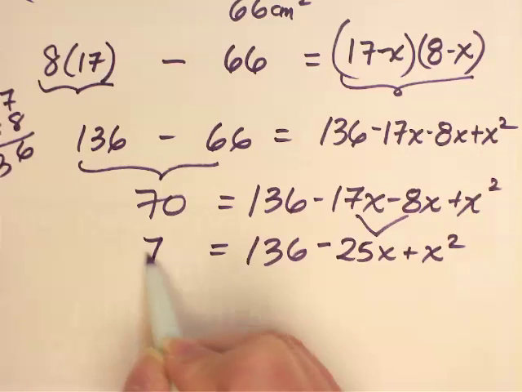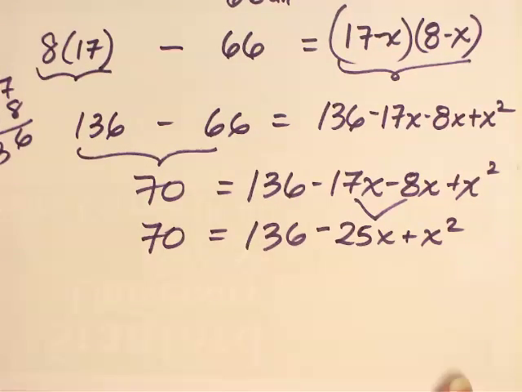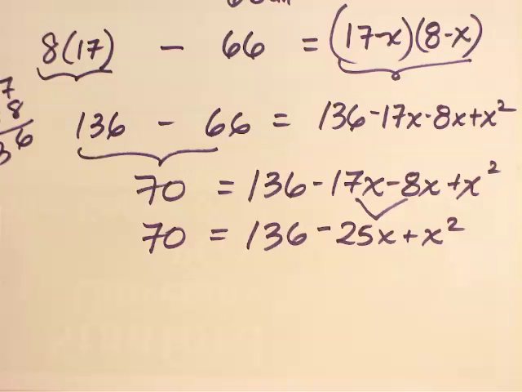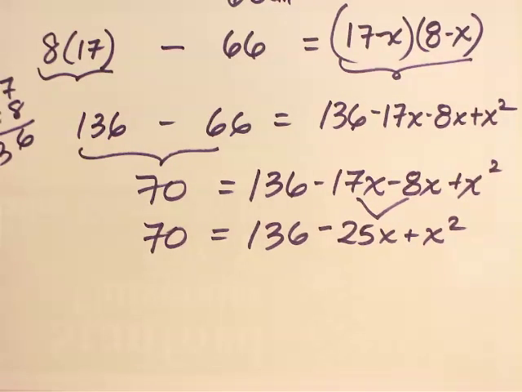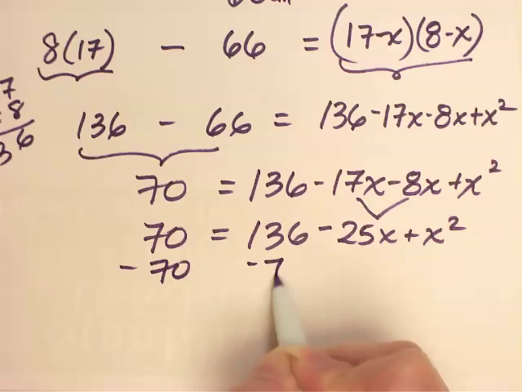Now, how are we going to solve this problem? This goes back to our previous lesson again. In order to solve a quadratic, that means anything that's ax squared plus bx plus c form, I need to make it equal to 0. So I'm going to go ahead and subtract off the 70 on both sides right now.